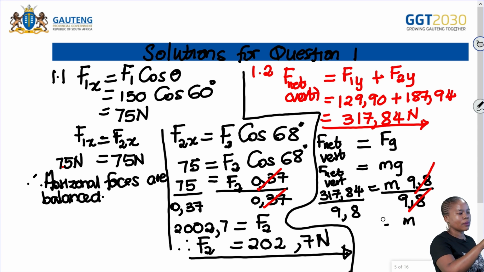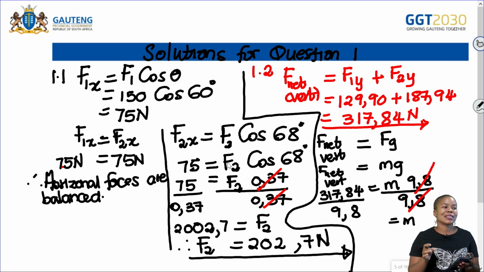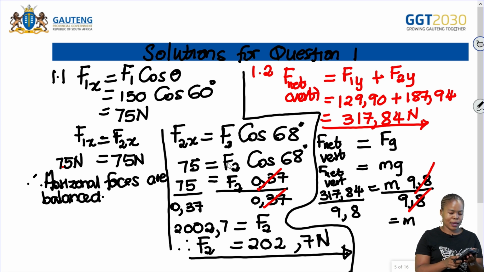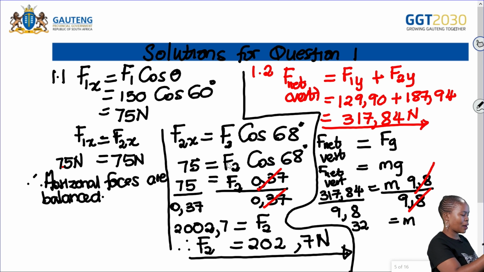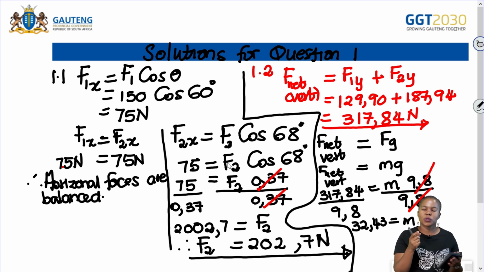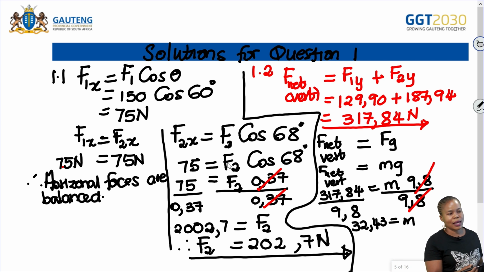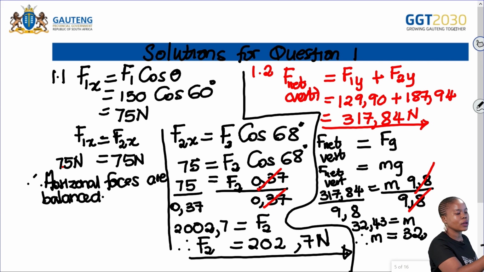Let's write this closer to here so that we're able to write our number. What is 317.84 divided by 9.8? It is giving us 32.43. We never leave it like this. Your alphabet should be on your left hand side, and then your numerical value should be on the right hand side. That is why over here we say, therefore m, or rather the mass of this object, is equal to 32.43 kilograms.